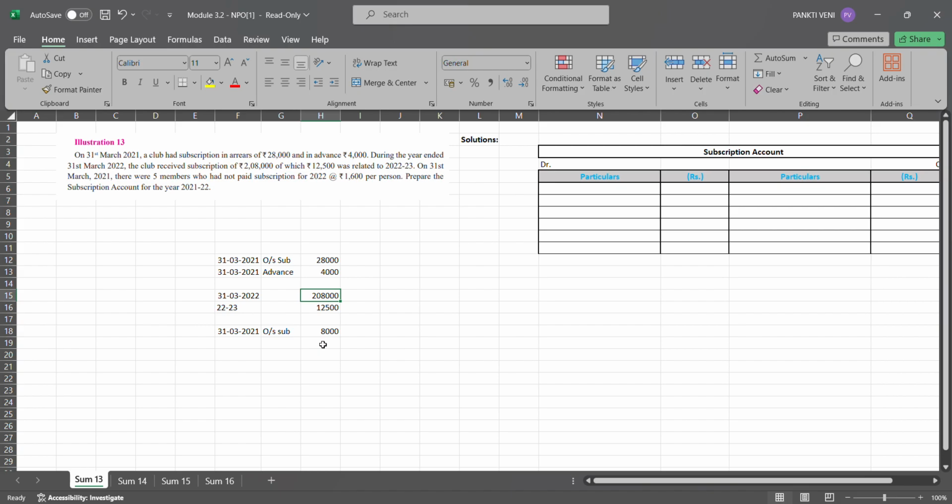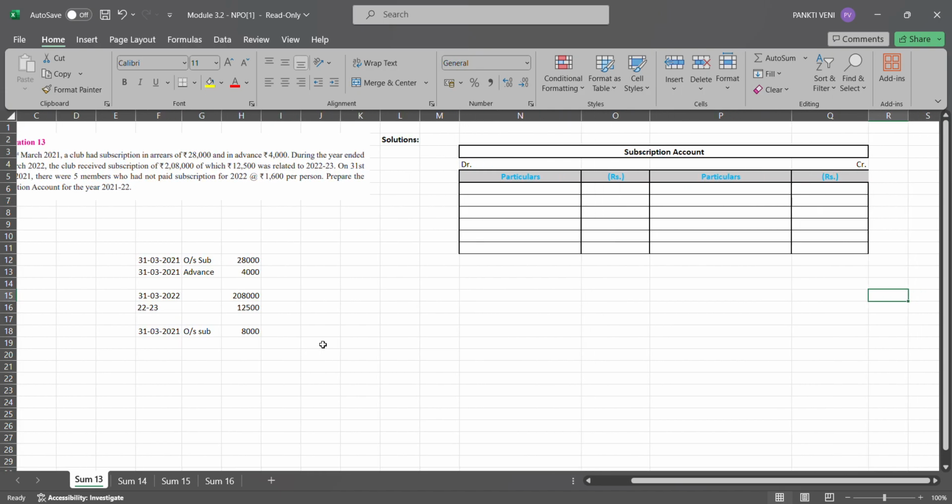Now what are we supposed to do? We are supposed to go for the subscription account. Yesterday we saw how to prepare the income and expenditure account, balance sheet, and receipts and payments. There was a mention of subscription also. So how to go for subscription? Subscription is very easy.